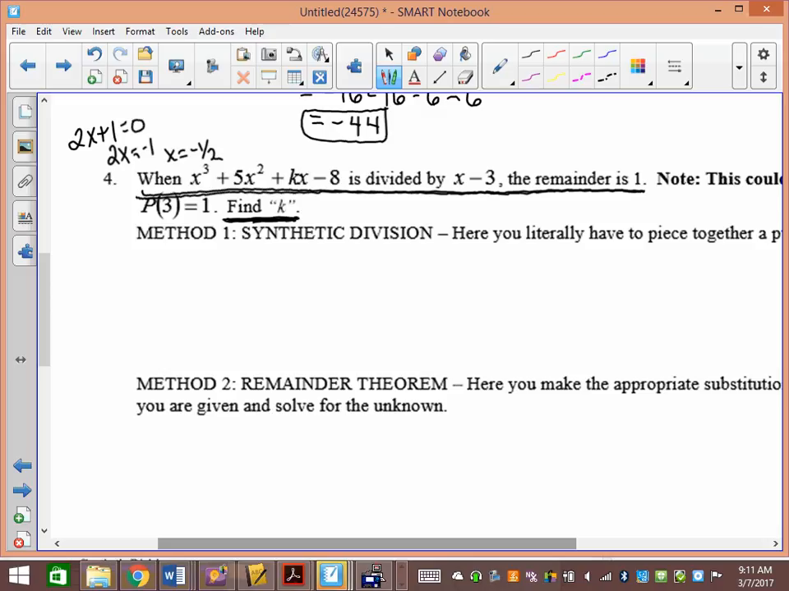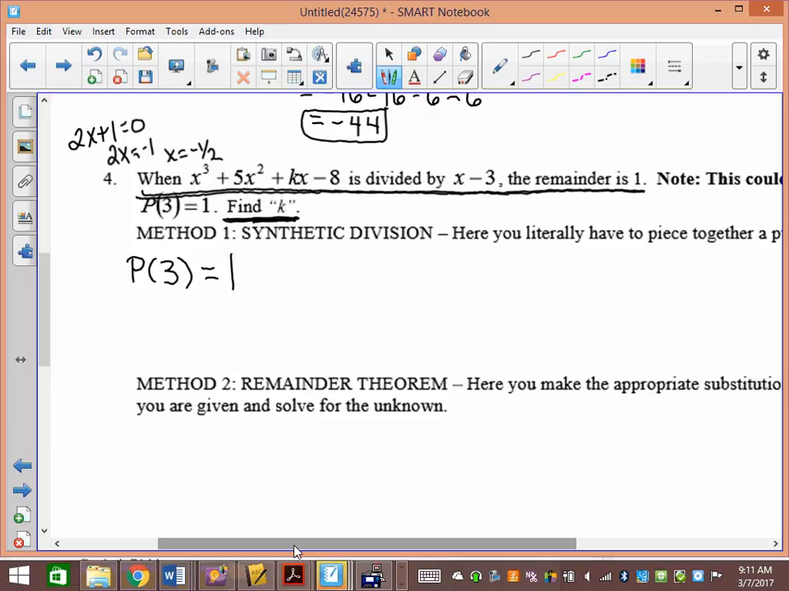So when x cubed plus 5x squared plus kx minus 8 is divided by x minus 3, the remainder is 1. Find k. The instant you see that, you should think, I need to use remainder theorem. So whenever you're missing a variable in any type of polynomial, you have to use remainder theorem. Okay? It gives you the remainder and it gives you what it's dividing by. So it's dividing by x minus 3. So it's going to be p of 3, and it's going to equal what?